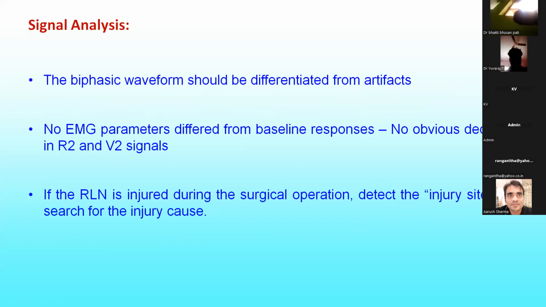In the signal analysis, which we usually do, a biphasic waveform should be differentiated from the artifact. That is more important. No other EMG parameters differ from the baseline responses, and there is no obvious decrease in R2 or V2 signals. If the RLN is injured during the surgical procedures, detect the injury site and search for the injury cause. We need to detect the two types: a segmental injury, segmental loss, or the global loss of the signal.